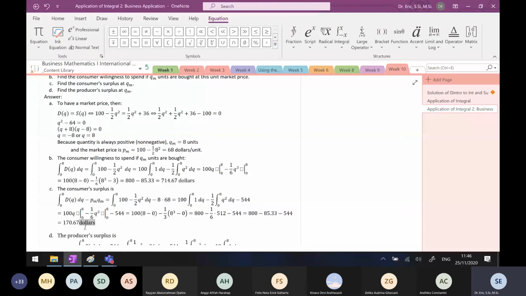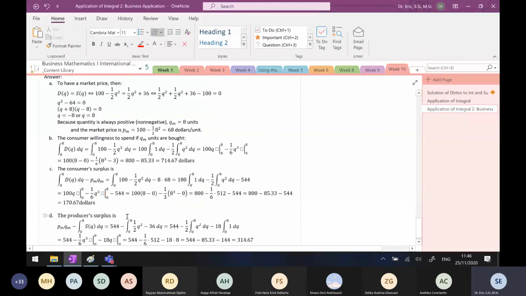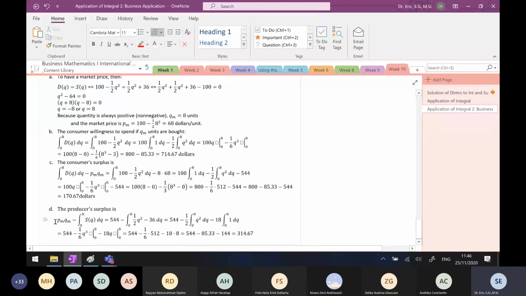And the producer surplus. This is P_M Q_M minus the integral of the supply function. Don't forget the producer's supply function. So the integral from 0 to 8, and P_M Q_M is 544, the same as 8 times 68. So you have this one minus this one. You can do this calculation and you get in the end $300 of producer surplus. So this is the last example.